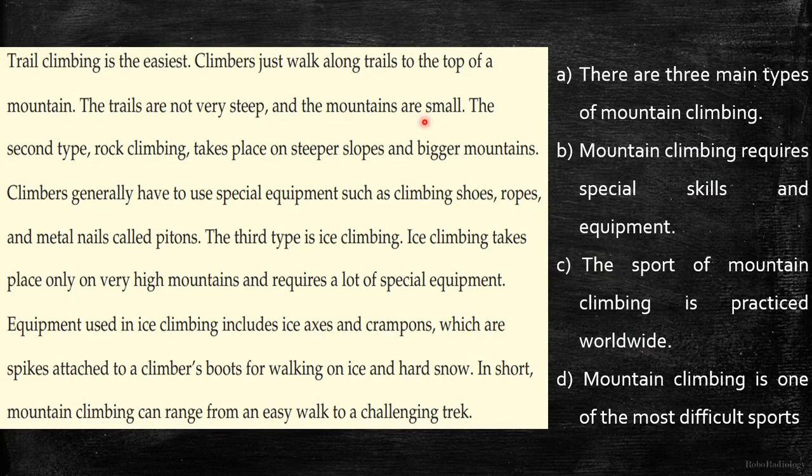Here is another practice. Trail climbing is the easiest. Climbers just walk along trails to the top of a mountain. The trails are not very steep, but the mountains are small. The second type, rock climbing, takes place on steeper slopes and bigger mountains. Climbers generally have to use special equipment such as climbing shoes, ropes, and metal nails called pitons. The third type is ice climbing.